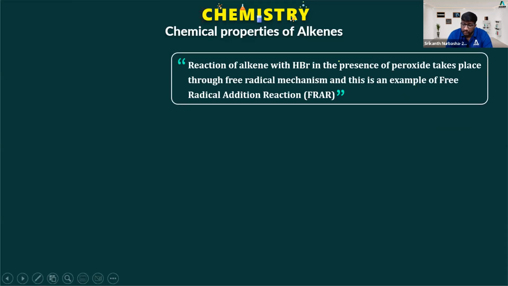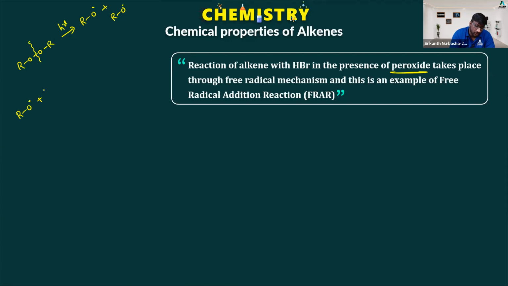Reaction of alkene with HBr in the presence of peroxides takes place through a free radical mechanism, and this is an example of free radical addition, because the addition happens ultimately. It is not substitution, it is an addition reaction. And what was the mechanistic approach? We have a peroxide, like H2O2 or R2O2, ROOR, where a peroxy bond is there. Upon treatment with sunlight, it will cleave homolytically, generating RO dot plus RO dot, that is 2 RO dot. The RO dot will react with HBr.